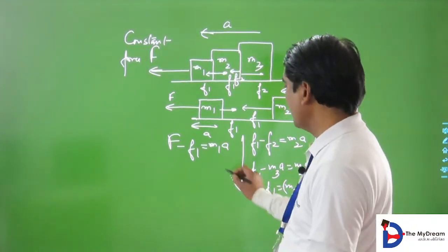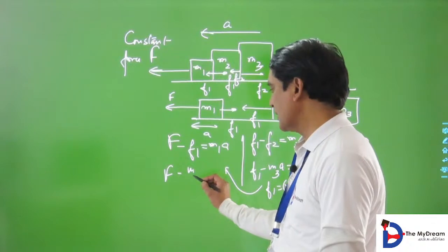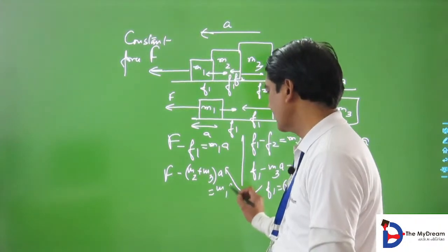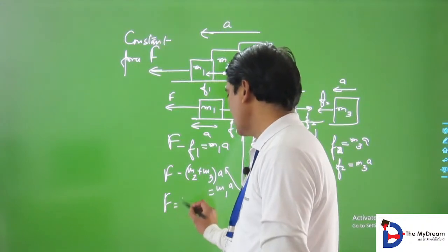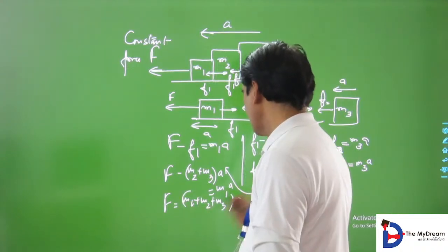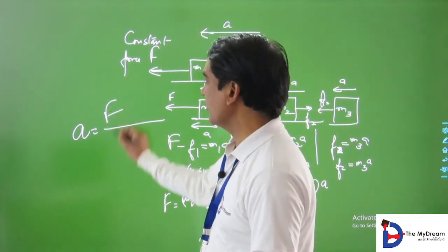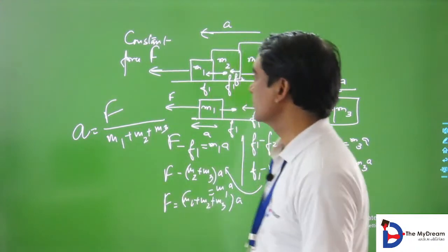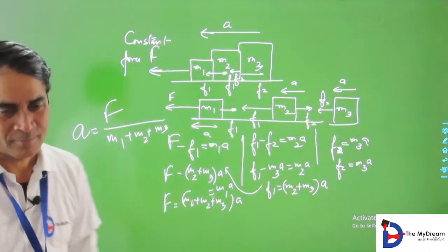Now put the value of F1 here. So F minus (m2 plus m3) times a is equal to m1a. So F is equal to (m1 plus m2 plus m3) times a, which gives the acceleration, that is, applied force upon total mass. Understand? Yes Nadeem, what's going on? Okay, next.